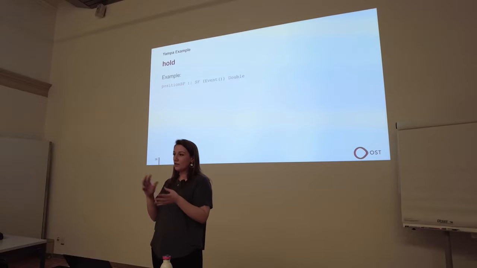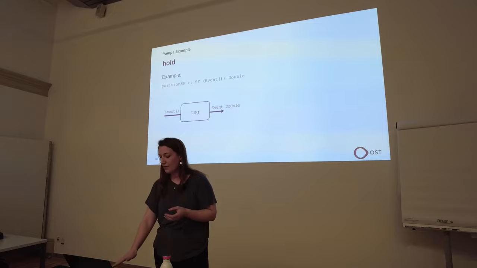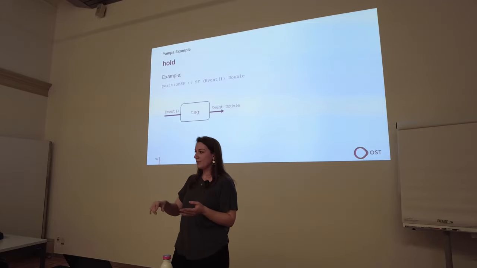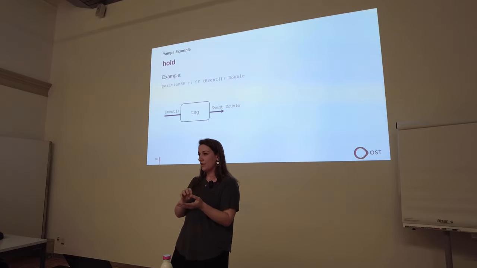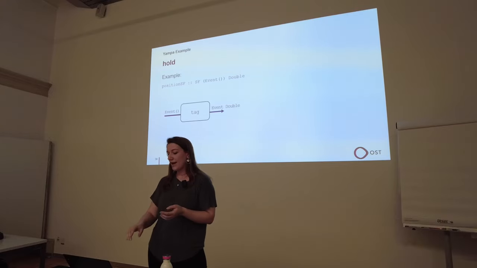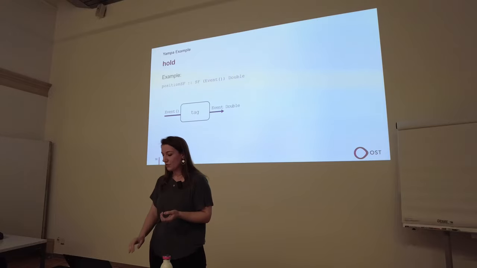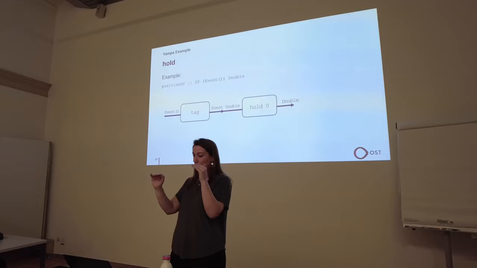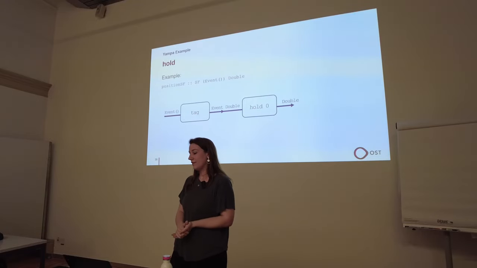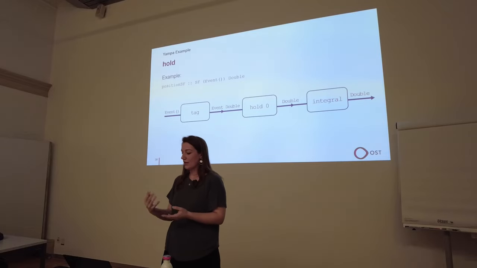Now, to combine all these things, we can start here with an event. So if we click the mouse, we have an event with an empty type because it's not interesting. And then we have to tag the value of the velocity to it. So with tag, we tag, for example, the velocity 10 to the event. So if it happens, then hold will hold first 0, then 10 after the event happened. And the output of hold, we can integrate.